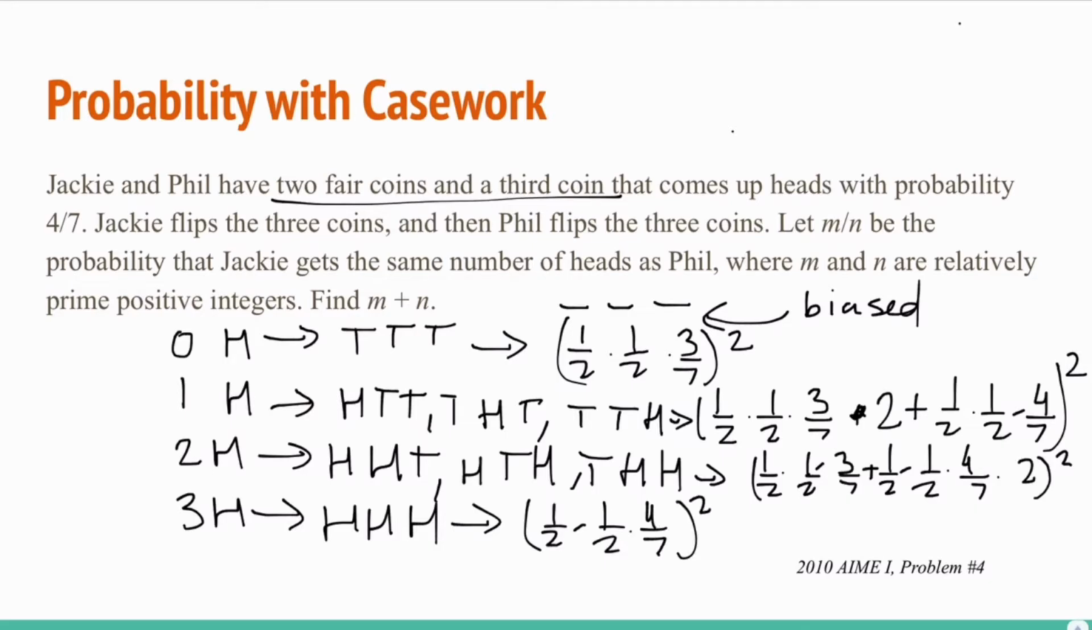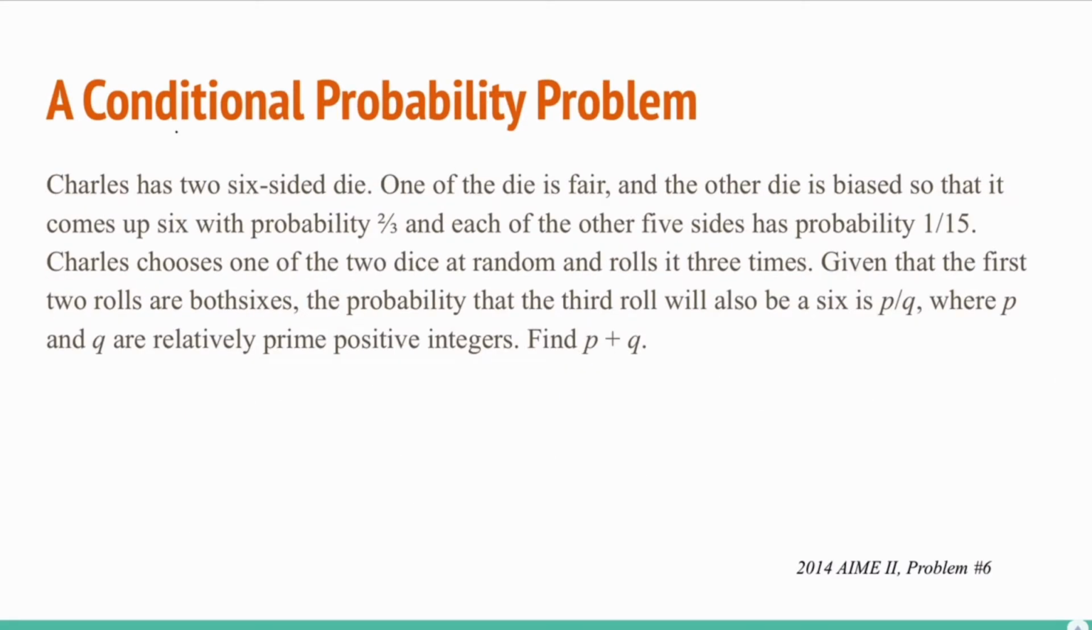And if we add up all of these values, our final probability is 246 over 784, which is the same as 123 over 392. So our sum of m and n is 515, which is our answer. Now let's do a probability problem that involves conditional probability.